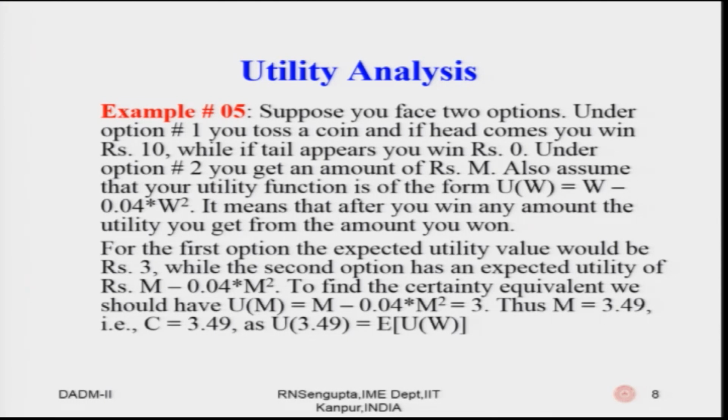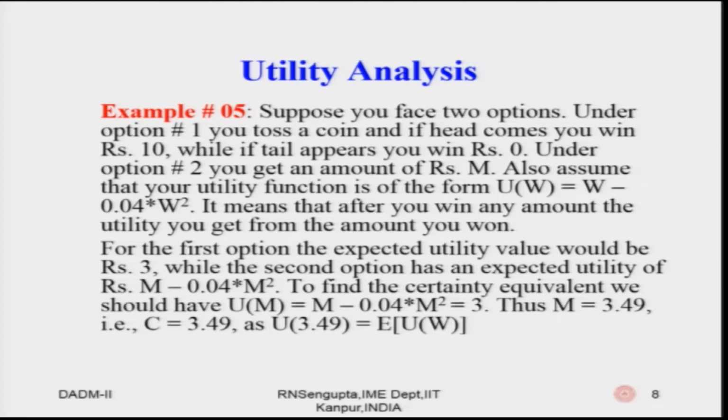So, the 10 comes with probability half, and 0 comes with probability half. Under option 2 you get an amount of rupees m. Also assume that your utility function is of the form U(w) = w minus 0.04 w square. So, on option 2 you get an amount of m and there is no probability. So, obviously, the probability is 1.